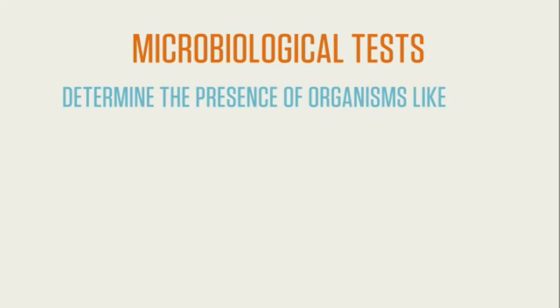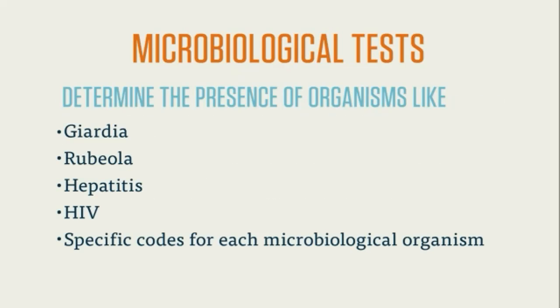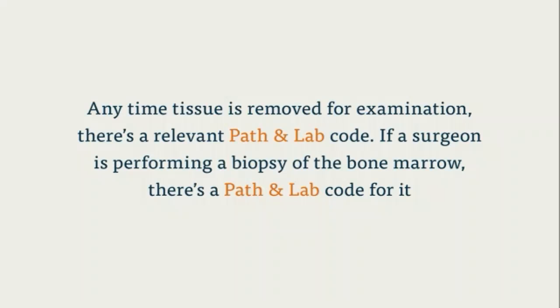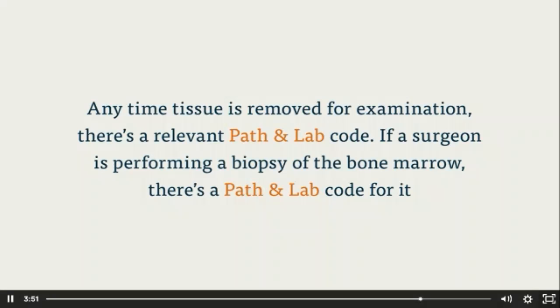Path and Lab also contains a subsection for microbiological tests. These tests determine the presence of organisms like Giardia, rubella, hepatitis, and HIV. There are specific codes for each microbiological organism. The section closes with anatomic pathology, surgical pathology, and a number of other types of pathological investigation. In anatomic pathology, you'll find procedure codes for autopsies. Surgical pathology involves the assessment of human tissue. Anytime tissue is removed for examination, there's a relevant Path and Lab code. If a surgeon is performing a biopsy of the bone marrow, there's a Path and Lab code for it. Ditto for the resection of an adrenal gland or a mastectomy.